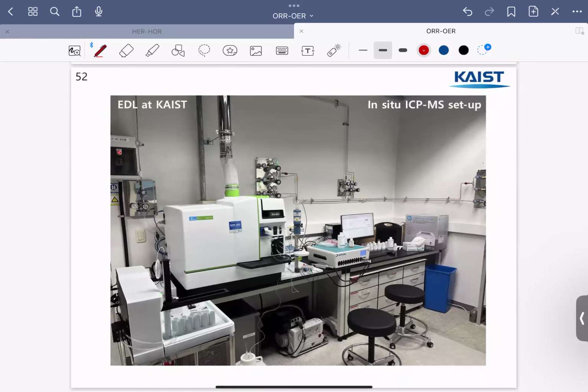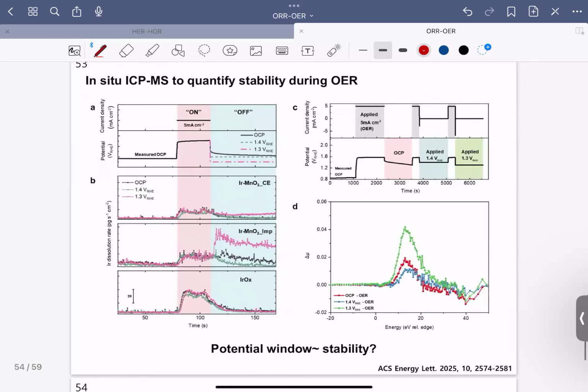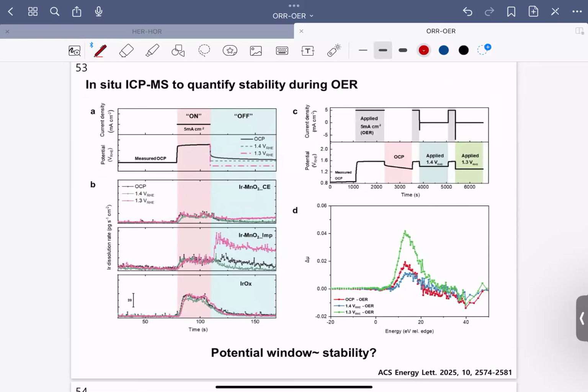Not surprisingly, our group also has our own ICP-MS for the electrochemical system, so we can routinely utilize it to see what happens during the reaction. And this is a recent publication result from our group, where we can monitor the dissolution of iridium during the oxygen evolution reaction, right? Frankly, it's not that easy, but we can monitor the actual dissolution of the element during the reaction condition. So ICP-MS is really popular recently because people would like to discuss the stability trend in detail, right?